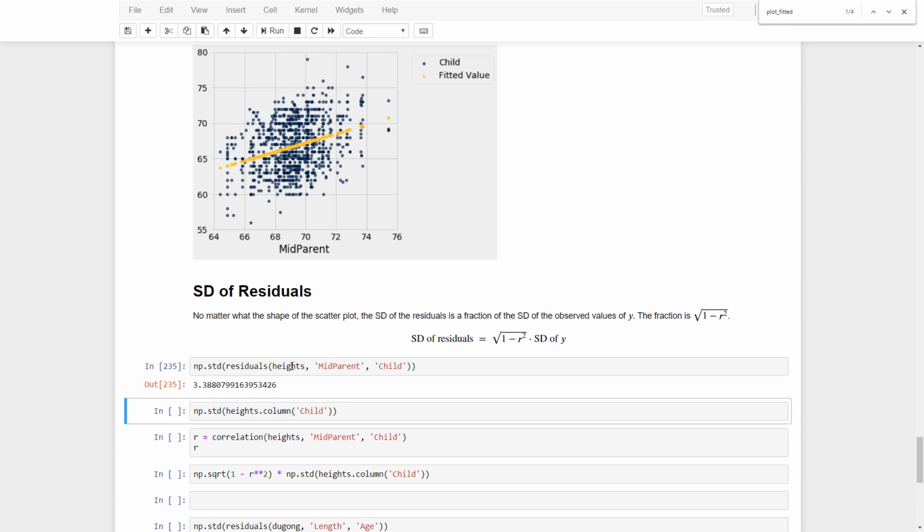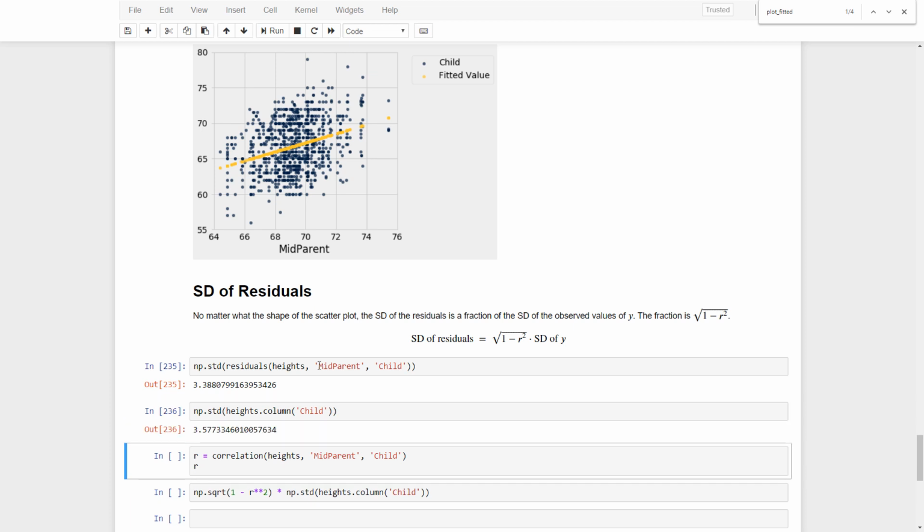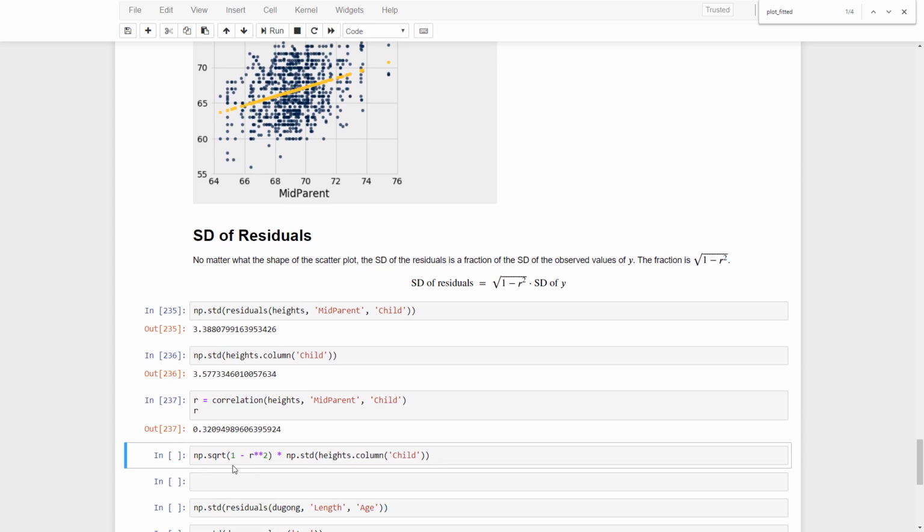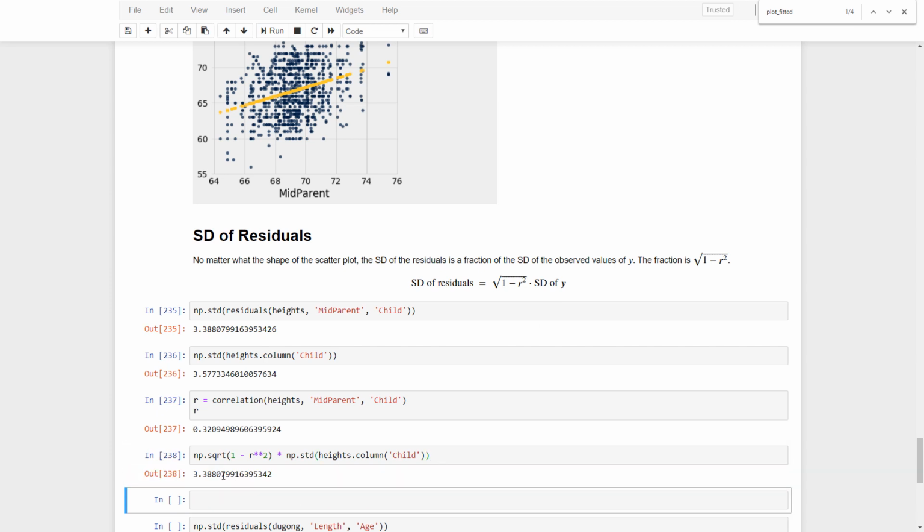The first one is the heights. We will compute the standard deviation of the residuals, the standard deviation of the response variable, or y variable. We compute the correlation, which is, as we saw, 0.32, and then we compute the square root of 1 minus r squared, which is this part, times the standard deviation of y, or the response variable, and we will see that we get exactly the same value as the standard deviation of the residuals.